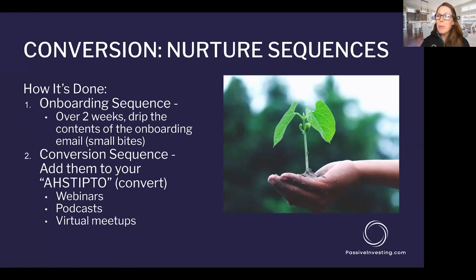But the second sequence is what we call the conversion sequence. This is where you start moving them down into your world. We put them back in touch so that you always have something to invite people to. What is that offer going to be? This might be your call to action. For me, I use it as my call to action.